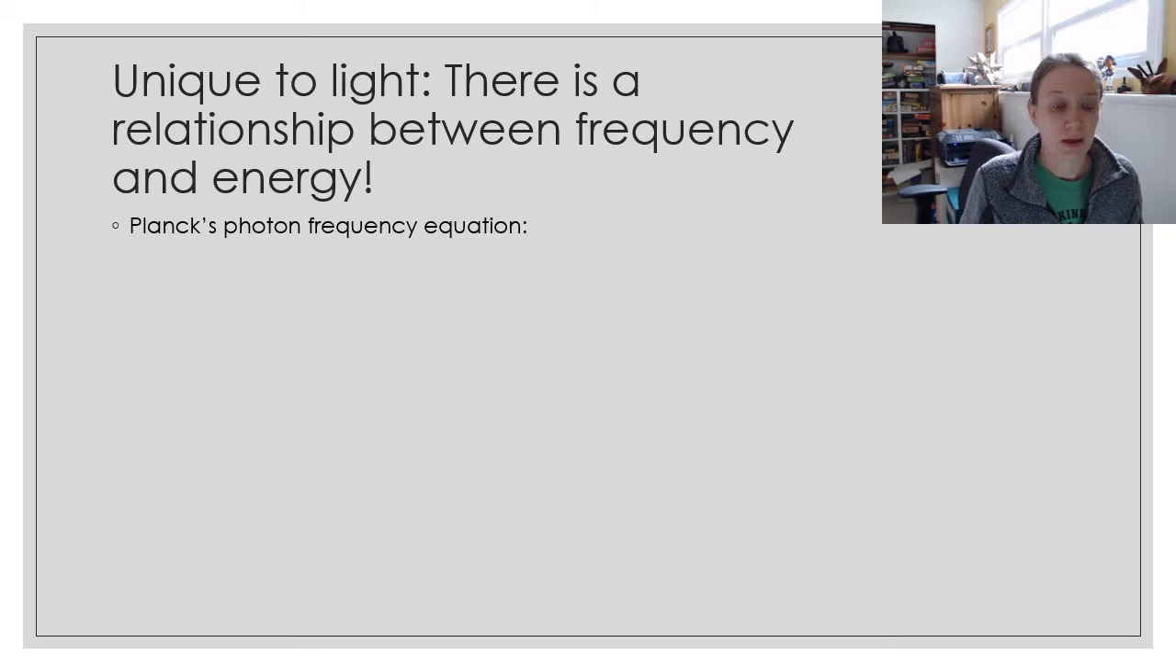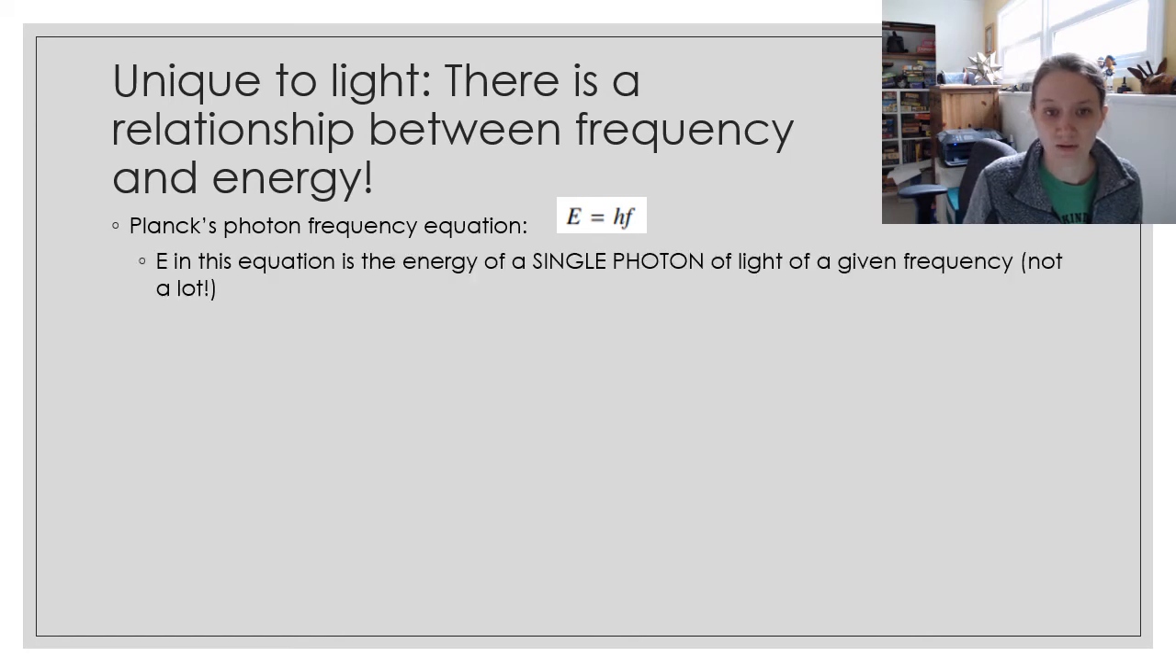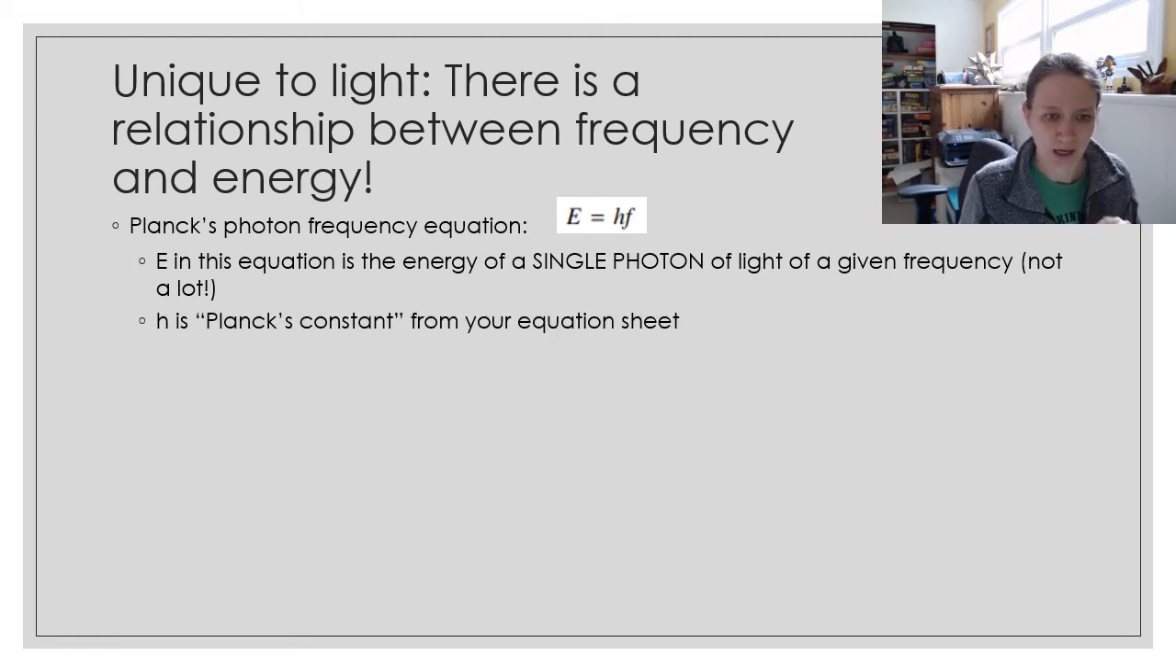A German mathematician actually originally derived this equation for the photon frequency and energy relationship, and so it's called Planck's photon frequency energy equation. It's pretty straightforward. It shows a linear relationship between E and f. In this equation, E is the energy of a single photon of light, so one tiny piece. So just note that the E values you're going to get here are going to be really tiny.